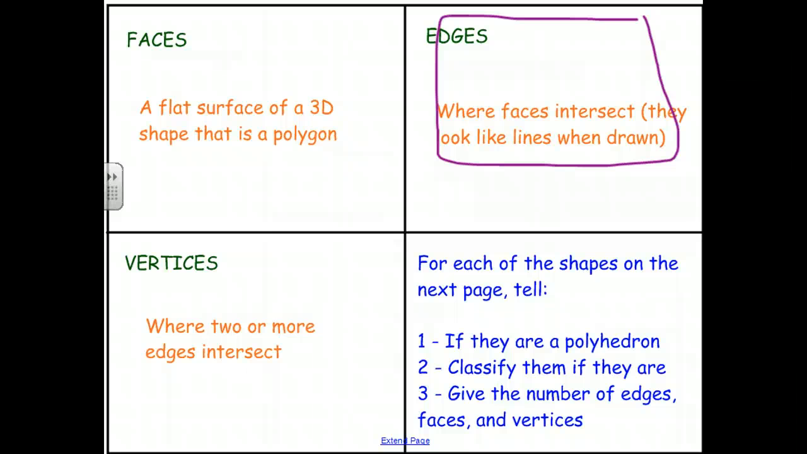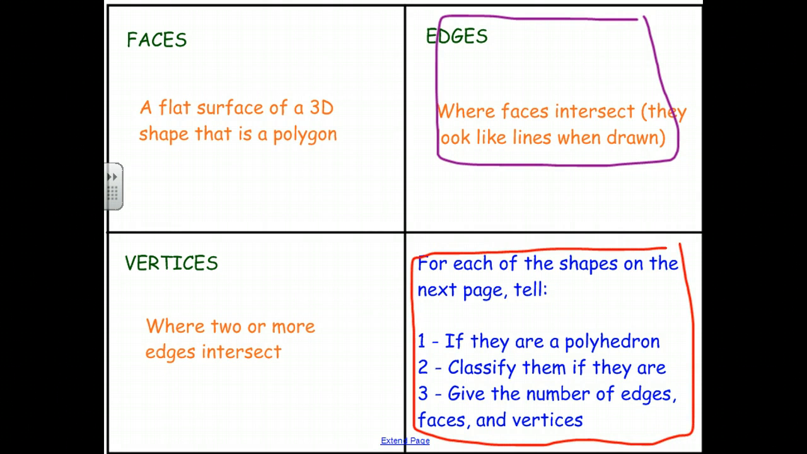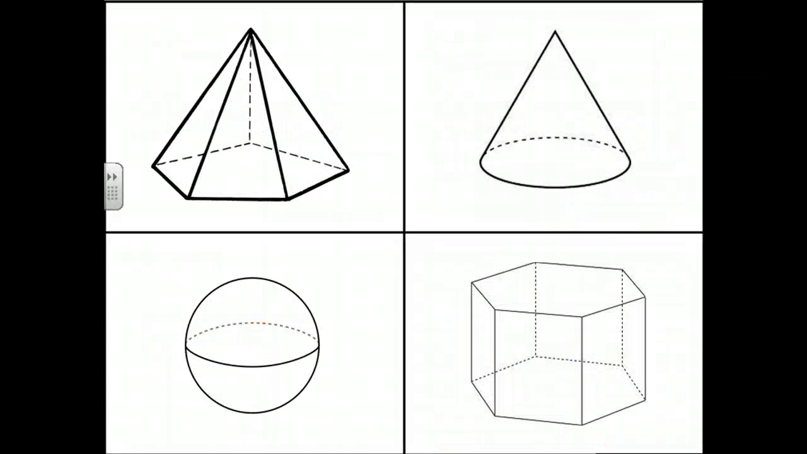So for the figures on the next page, rather, we should not call them shapes, that's not correct, they are figures. You're going to, 1, tell if they're a polyhedron, 2, classify them if they are, or even if they aren't, and 3, you're going to try to number the edges, faces, and vertices of each of these shapes. Now, these are important properties of each of these polyhedra, and otherwise figures if they're not polyhedra, but you want to try to number the edges, faces, and vertices. Go ahead.